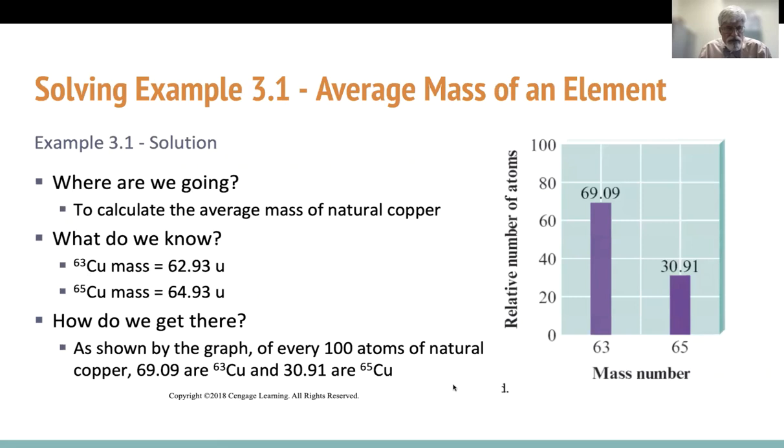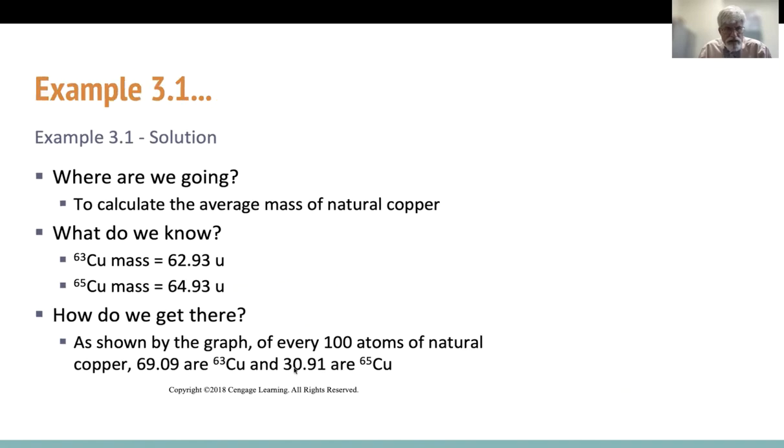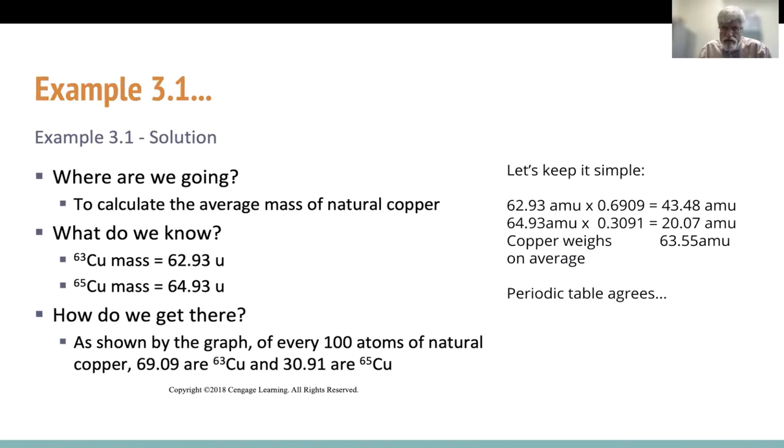But if we now do this very accurately, we're converting these 69 and 30s into fractions rather than percentages. And we do the same multiplication that we did previously. And now we show that copper weighs on the average about 63.55. And our periodic table agrees with that. So these are isotopes. Many elements have more than 2 isotopes. The College Board is interested in your ability to handle exactly two isotopes.